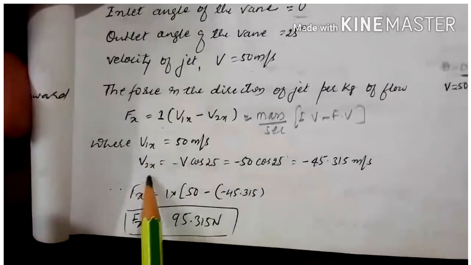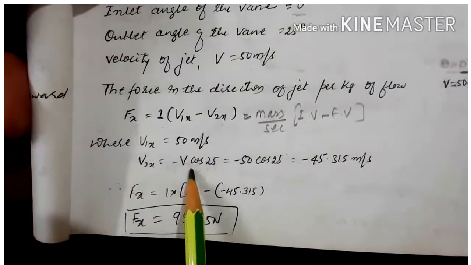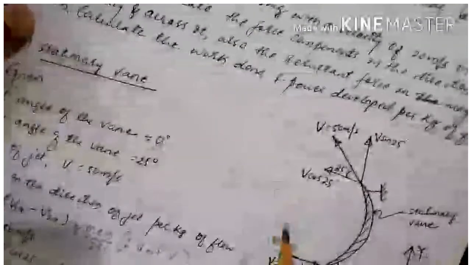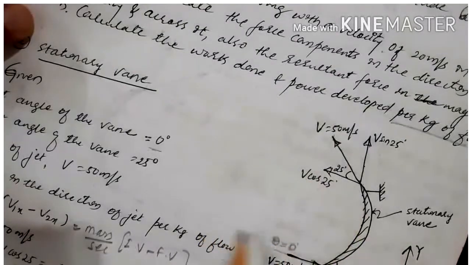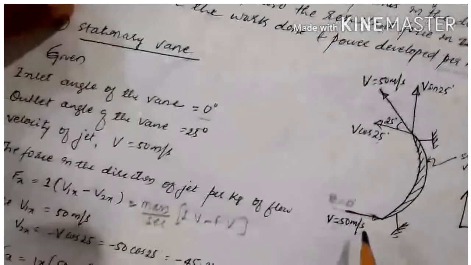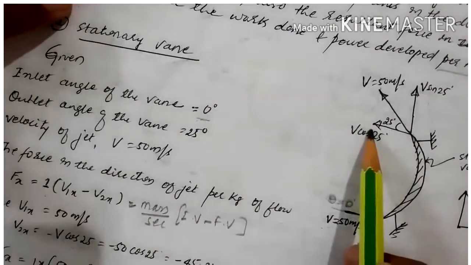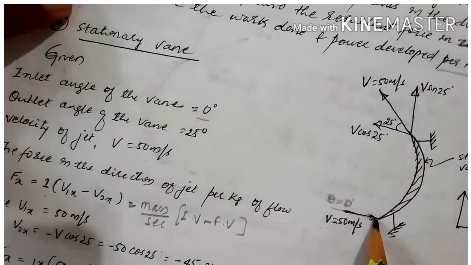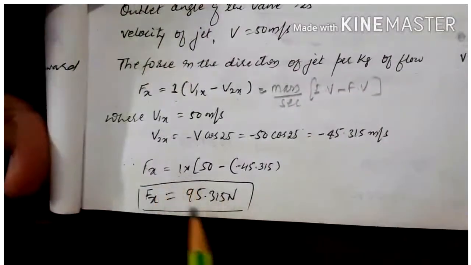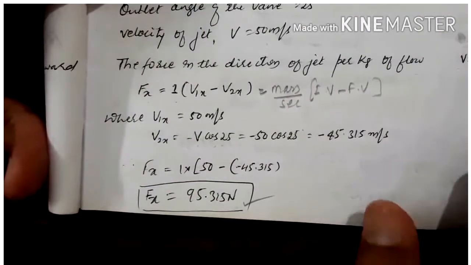V1x is given and V2x is equal to minus V cos 25, because it is in the opposite direction of the jet. The jet is exiting in the opposite direction of the incoming jet. This is the incoming direction, this is the outgoing direction. Then we get finally Fx as 95.315.